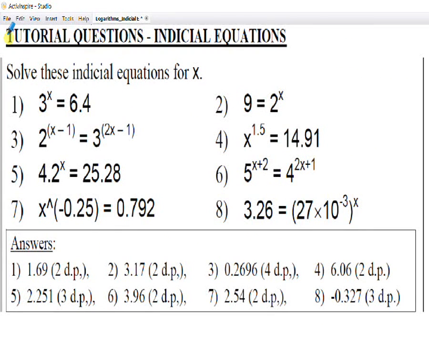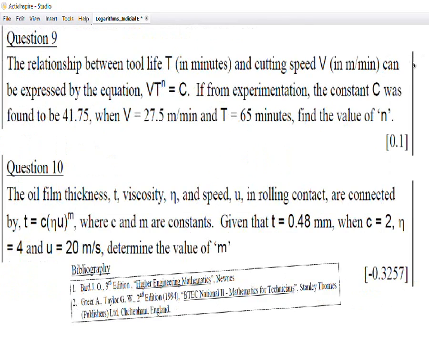I would encourage you to attempt some tutorial questions here on indicial equations, questions 1 to 8 given here, and the answers are shown in the box below. Questions 9 and 10 are descriptive questions. Again, the answers are shown here on the right hand side. The bibliography is also shown for your reference.